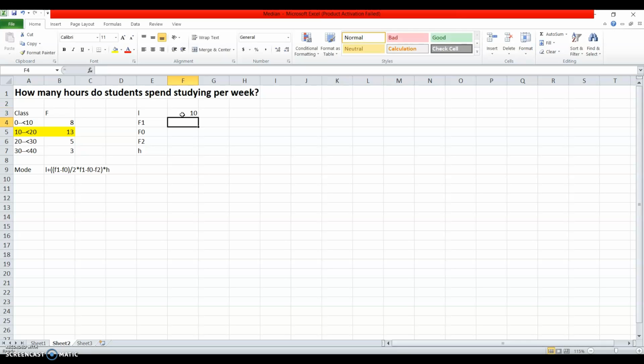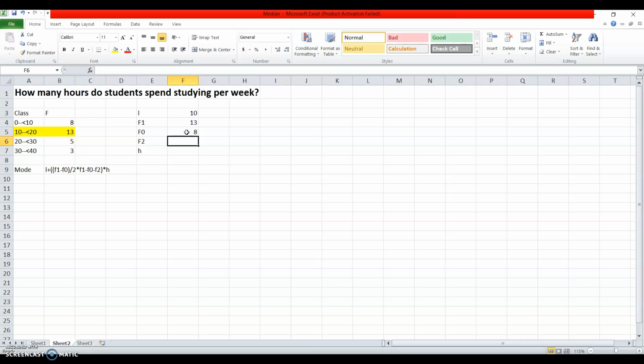Now we go on to F1. F1 is the frequency of the modal class. We see that's 13, very easy. F0 is the frequency of the class preceding the modal class. So here we only have one class before the modal class, and that is from 0 to 10 hours, and the frequency of that class is 8. So the value of F0 is 8.